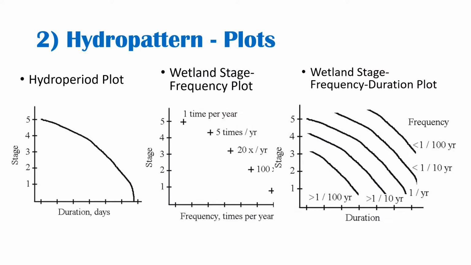The module instructed that you could use the hydro period plot to show the duration of flooding versus stage. You can use the one in the middle, wetland stage frequency plot, to show the number of exceedances per year, where the longest duration of flooding occurs at the lower stage and the shortest duration of flooding occurs at the higher stage. And then you have year one on the far right, which is the wetland stage frequency duration plot, and that shows the duration of flooding versus the stage for a few different frequencies.